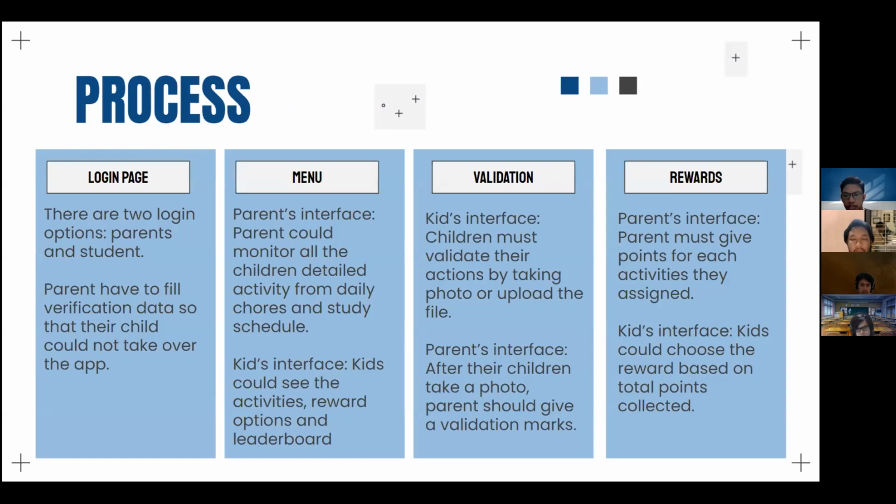In the kids interface, kids can see the activities. And also the validation: children must validate their actions by taking a photo. Parents have to give marks after they monitor what has been validated by the children. And the last one is rewards. Parents must give points for each activity they assign, and kids can choose the reward based on the total points collected. Next.